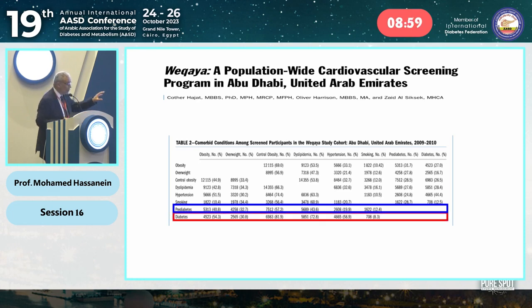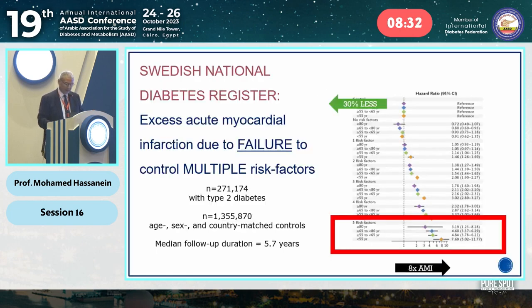And when you look into the physical characteristics, this is data from Wuqaya. Wuqaya is an insurance program in Abu Dhabi, and they looked into data from over 55,000 persons from the community. And as you can see, the profile of the persons with prediabetes is almost identical to the profile of the person with diabetes, with the risks of hypertension, central obesity, dyslipidemia. All of them are more or less the same.